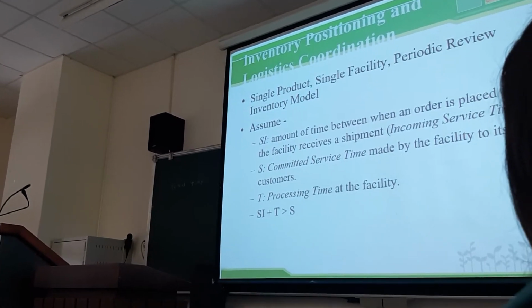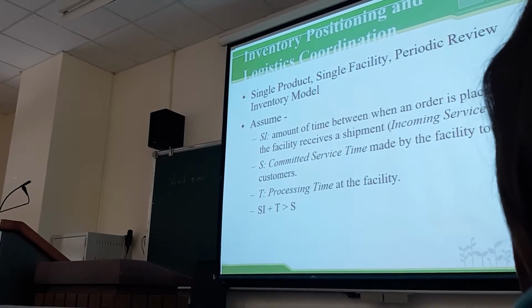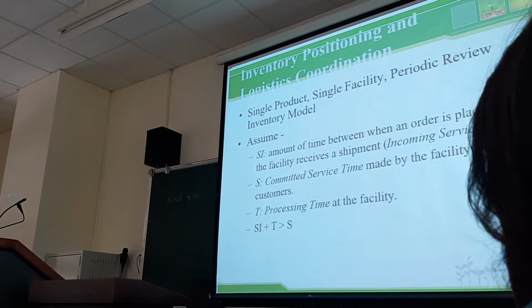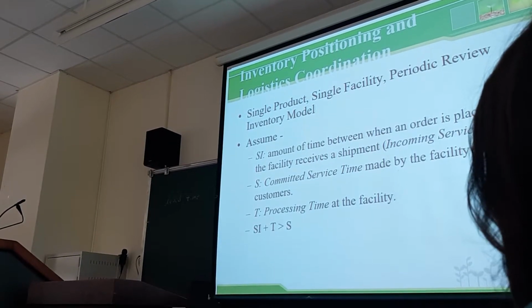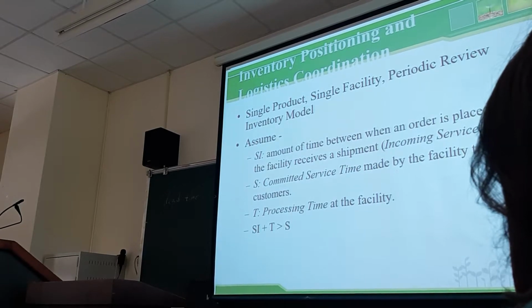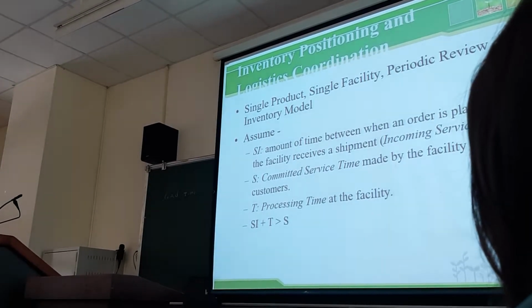And the second term we call capital S. This is the committed service time, which means some factory promises their customer, you place your order and I will finish your order in 1 month. So it's kind of a deadline. Usually they will promise some deadline, and they are related.